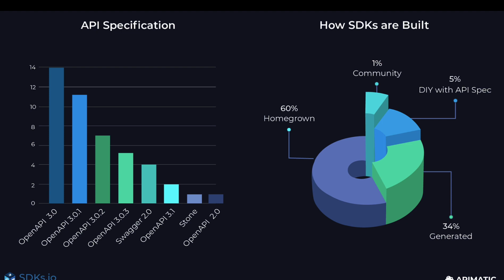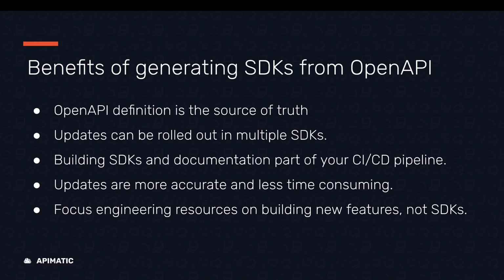So why are companies choosing code generation over handcrafting their SDKs today? Well, I'd point out that there are several benefits in generating SDKs using OpenAPI. You have a single source of truth. So if you want to update multiple languages, multiple SDKs, you can update your OpenAPI definition in one place and then roll those updates out simultaneously to multiple languages.